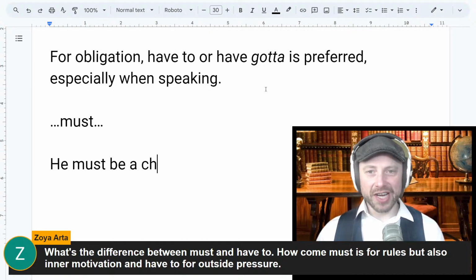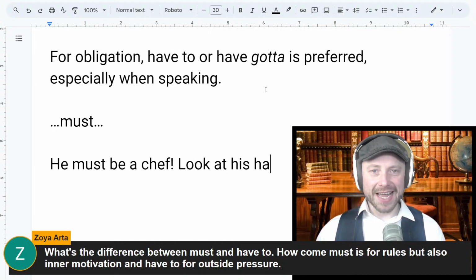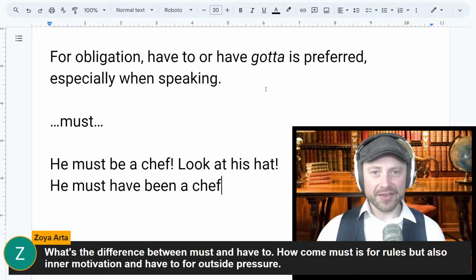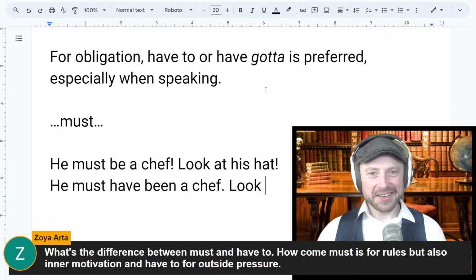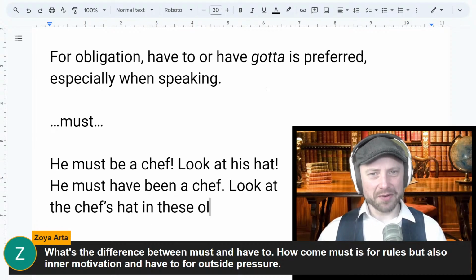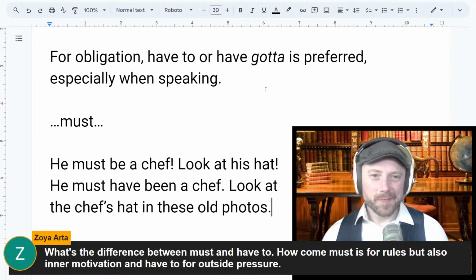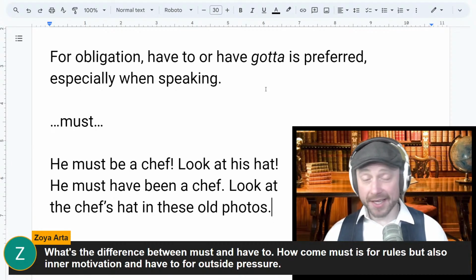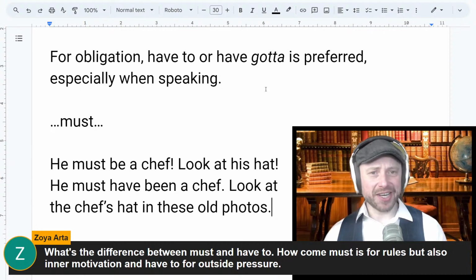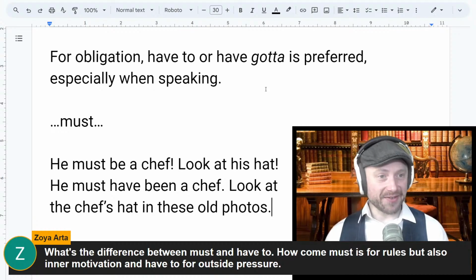He must be a chef. Look at his hat. He must have been a chef. Look at the chef's hat in these old photos. Yeah, so we prefer must for that. You can use have to, though. He has to be a chef. He has to have been a chef.